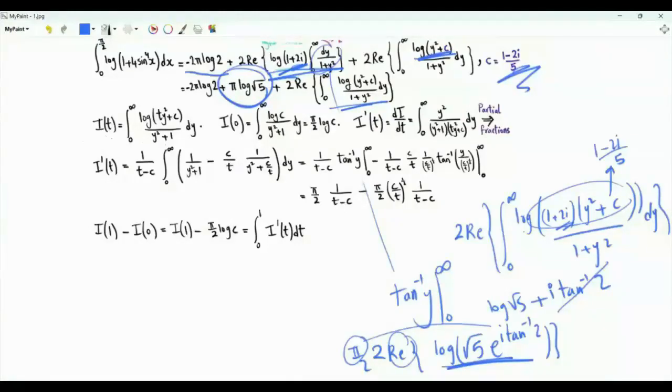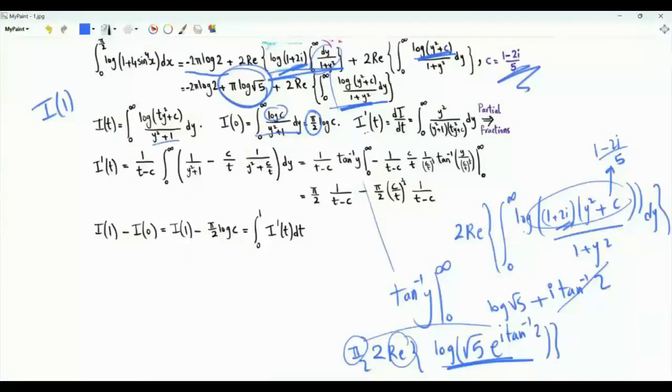Let's define I of t as the integral of the logarithm of t times y squared plus c, divided by y squared plus 1. Our integral of interest is I of 1. If t is equal to 0, we have log c in the numerator, that's a constant, and the integral is log c times pi over 2. Let's do differentiation under the integral sign.